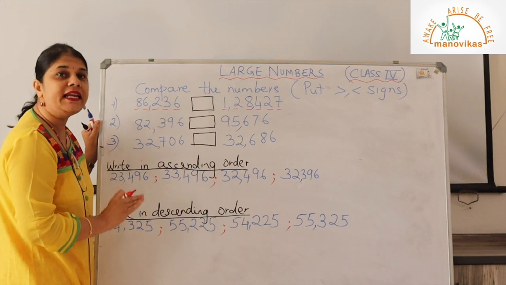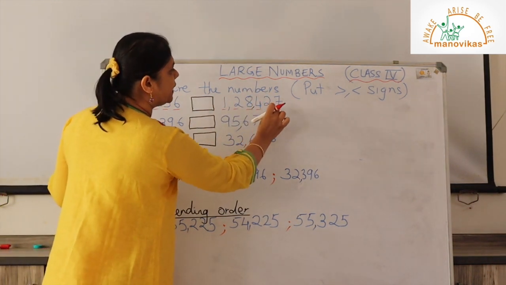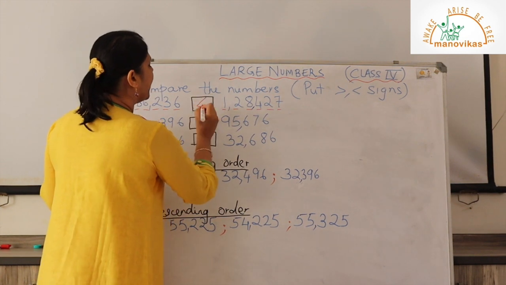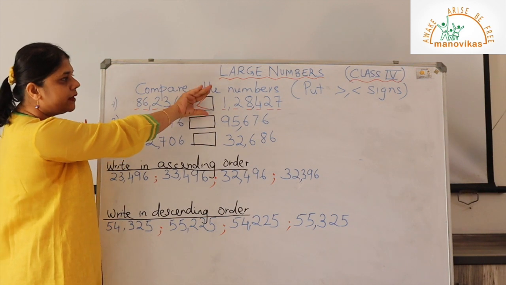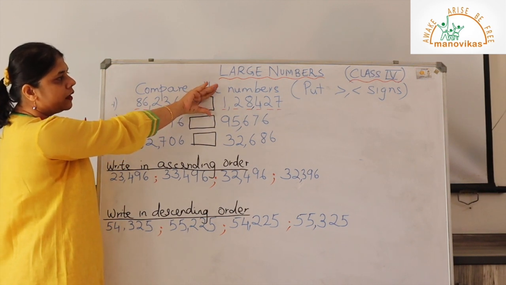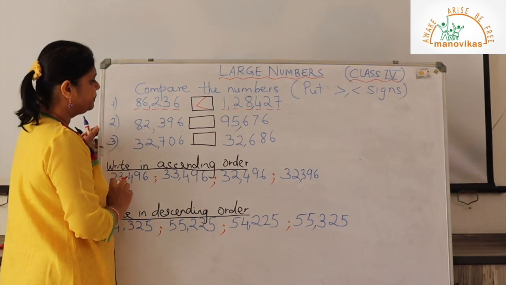So, I can easily say that 1,28,427 is greater than the other number. Now I have put a greater than sign here, that is, the open mouth towards the greater number. Now look at the next example.